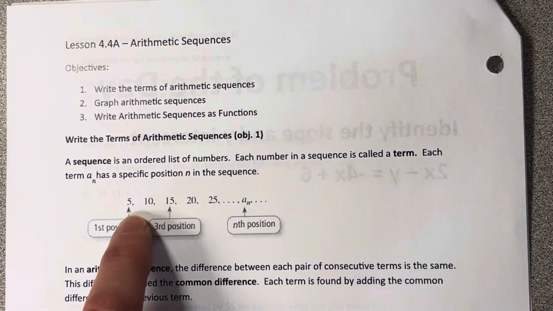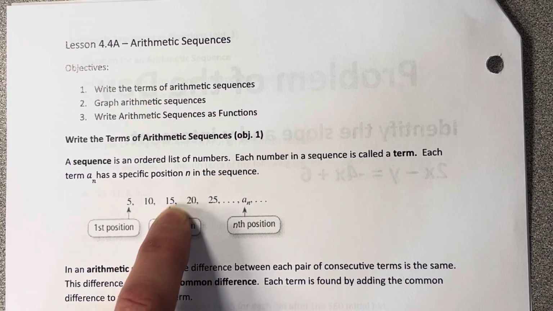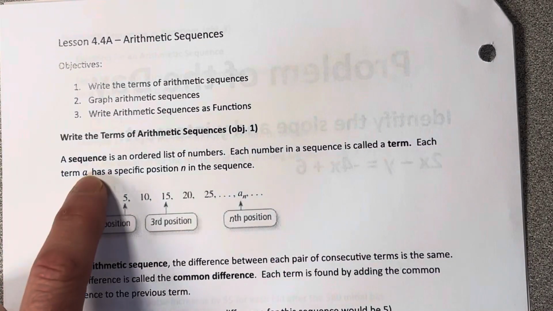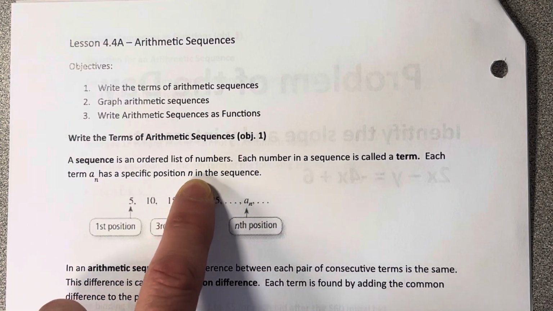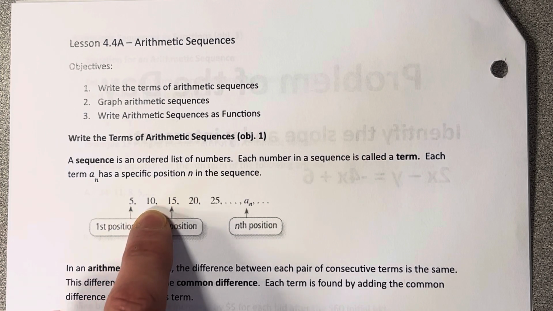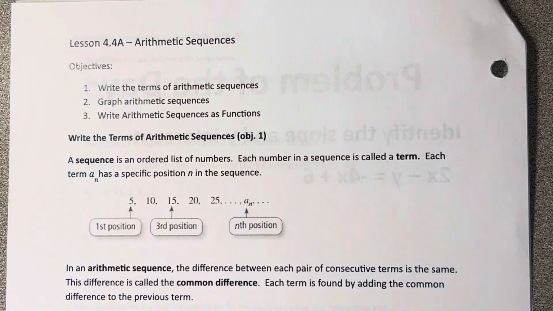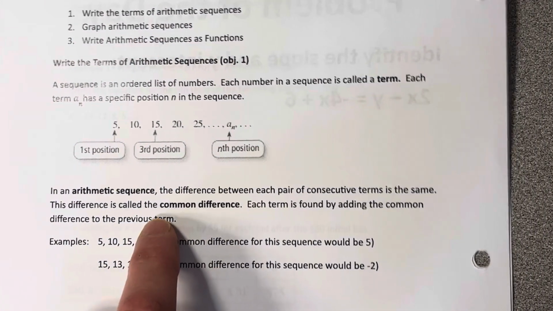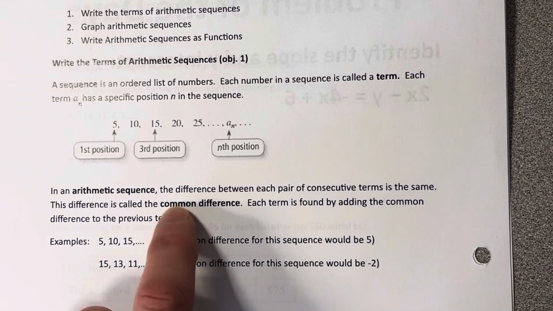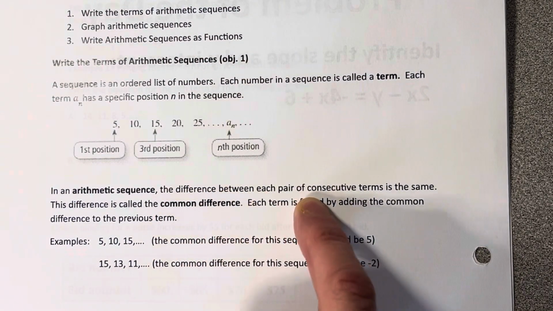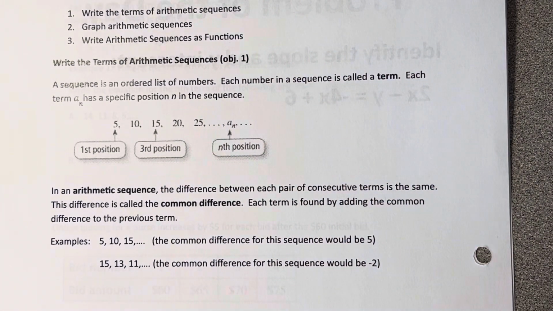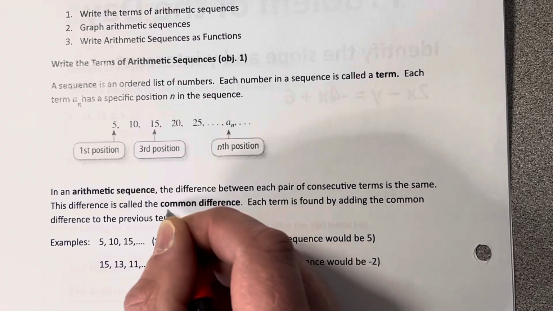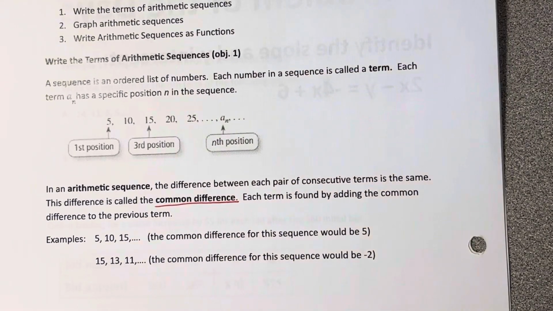So 5 is the first term, 10 is the second term, and so on. Each term, often noted with a sub n, has a specific position. So like I was saying, the first term is 5, the second term is 10, the third term is 15. Okay, in an arithmetic sequence, it's addition and subtraction. The difference between each pair of consecutive terms is the same. This difference is called the common difference. That's some pretty important vocabulary right there.